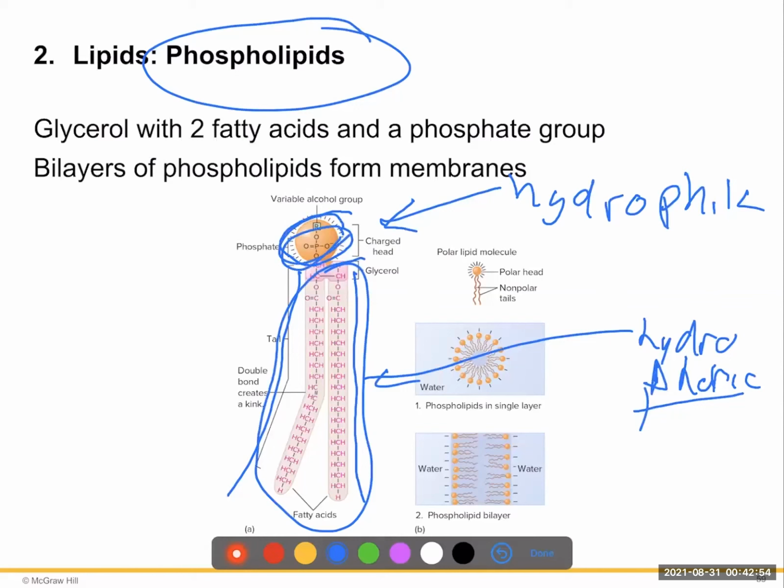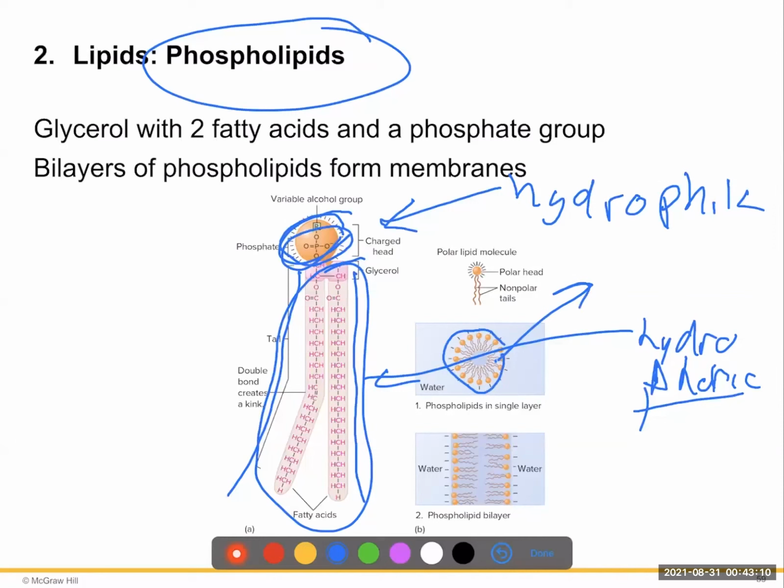Okay? That's why soaps get your clothes clean. Soaps are made up of fatty acids. Fatty acids dissolve any stains, which are also fatty acids. And then this phosphoric head dissolves in water and carries it off the clothes. That's how soaps work. Those are how your cell membrane works.